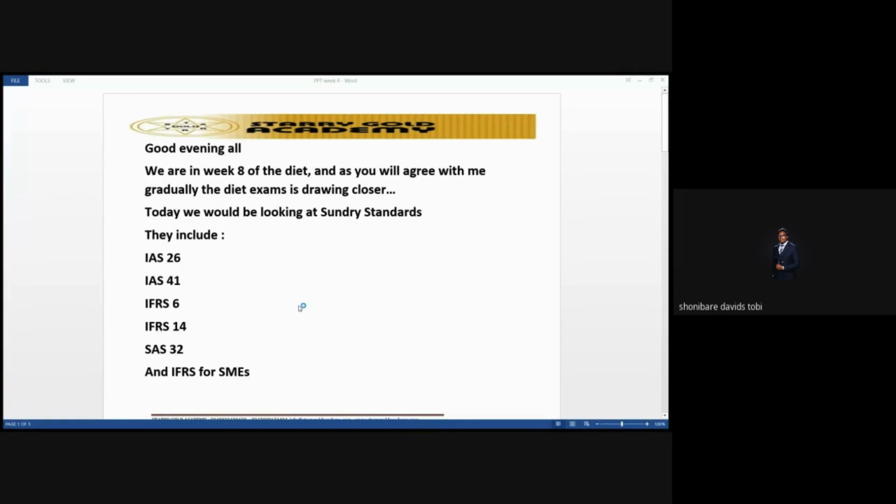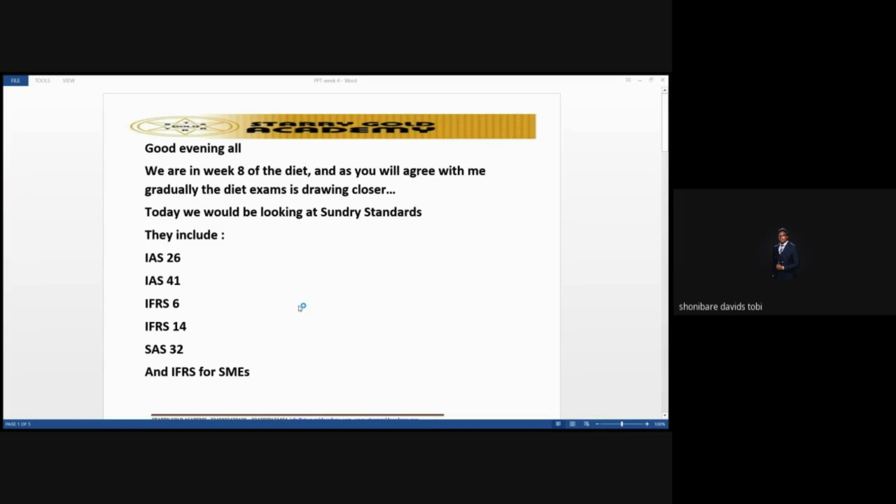You see, IAS 41, I can't remember it. I don't know what's really happening. I can't remember when last IAS 41 was tested. Can anyone help with when last IAS 41 was tested? I can't really remember. I doubt you can really dodge it this diet. So that's why I'm taking my time now.